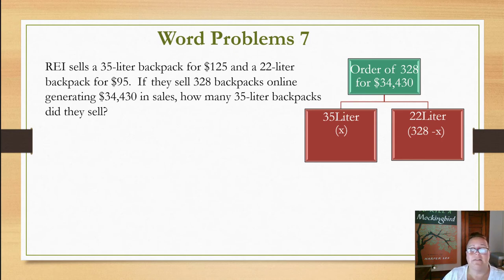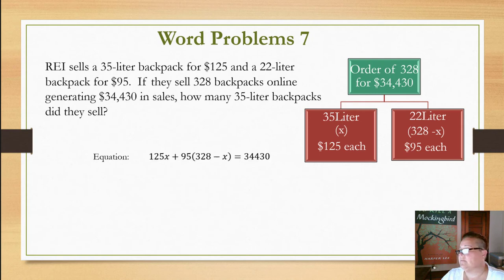What about the sales? What about the money? As a reminder, the 35-liter backpacks are $125 each, and the 22-liter backpacks are $95 each. With this information filled out, I can now figure out the equation. The equation is the money from the 35-liter backpacks added to the money from the 22-liter backpacks, and together that has to total all the money, or $34,430.